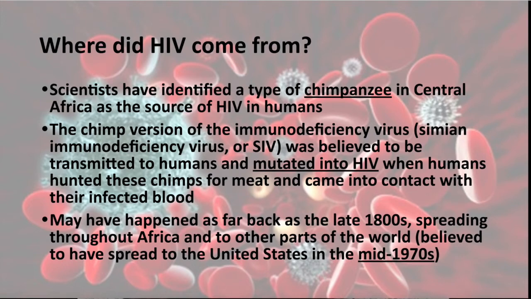And then it was able to species jump, similar to how COVID did, and then mutated and was able to infect humans. It may have happened as far back as the late 1800s, and then spread throughout Africa and then to other parts of the world. It's believed that it was first spread to the United States in the mid-70s.